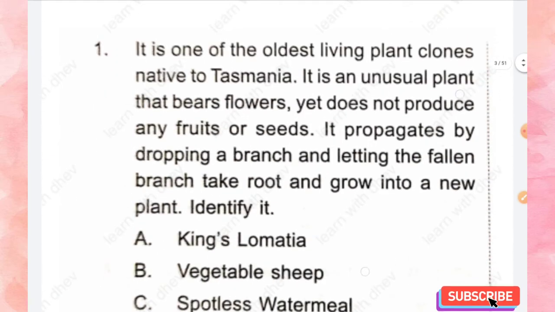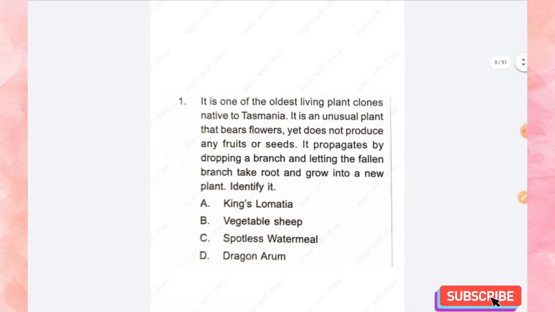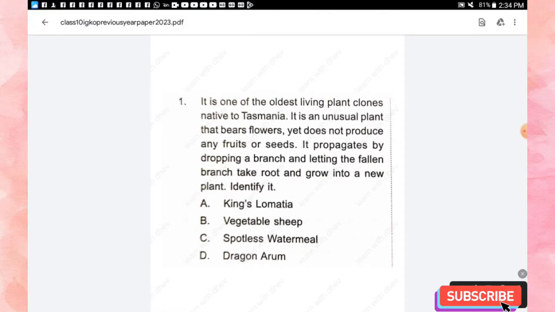The first section is general awareness. Question number 1. It is one of the oldest living plant clones, native to Tasmania. It is an unusual plant that bears flowers. It does not produce any fruits or seeds. It propagates by dropping a branch and letting the fallen branch take root and grow into a new plant. Identify it.